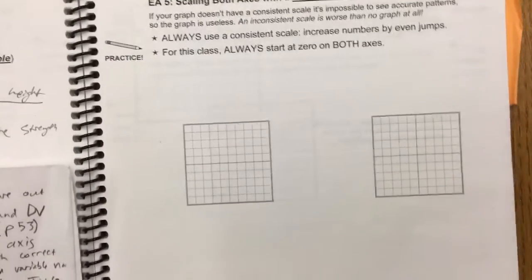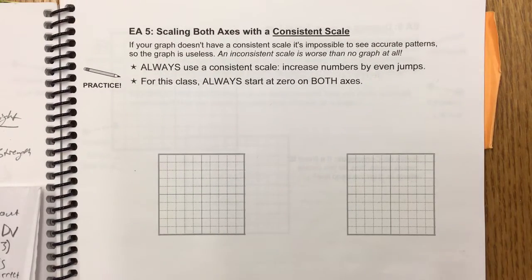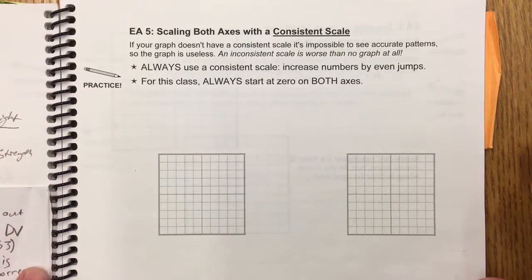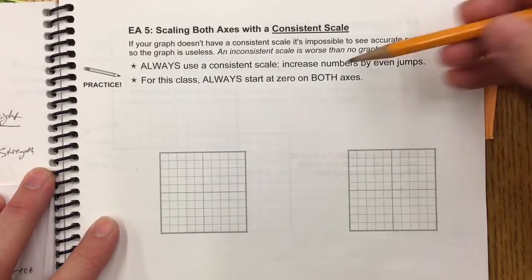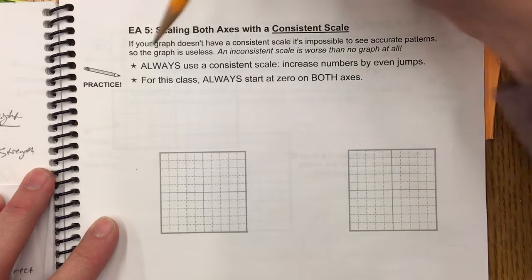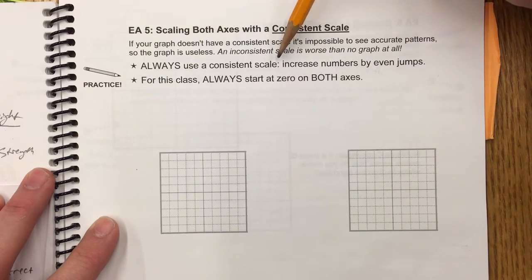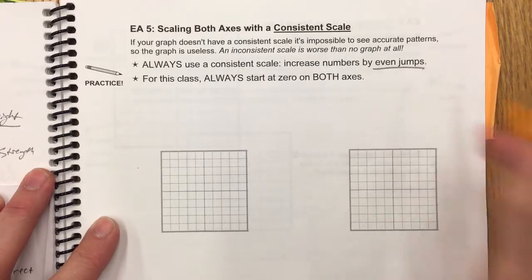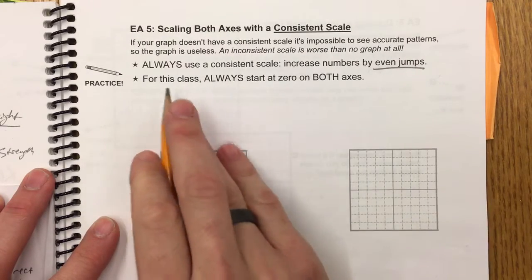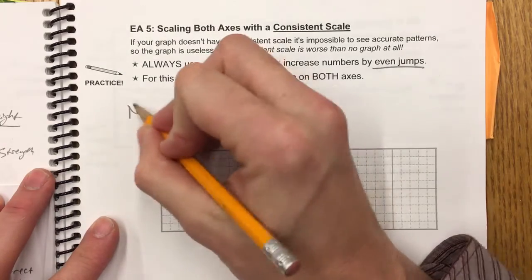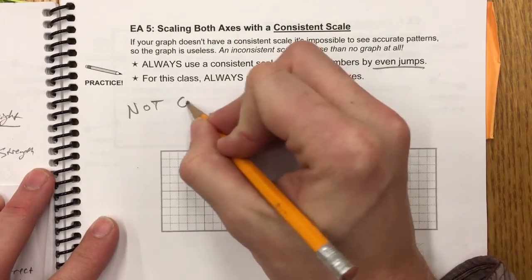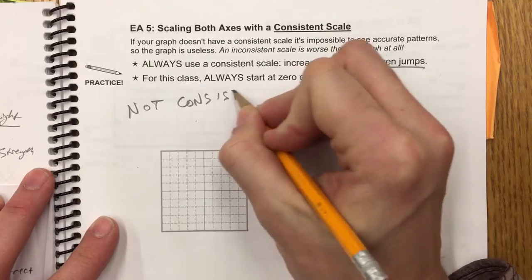but here we're going to add to this because this is such an important thing. We want to make sure that we're thinking about it at all times. So these two clues say always use a consistent scale, increase numbers by even jumps, and this also says for this class always start at 0 on both axes. So for example, this would be not consistent.